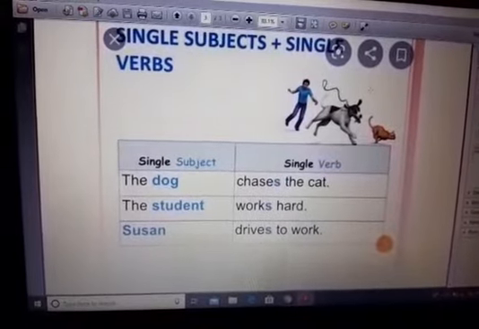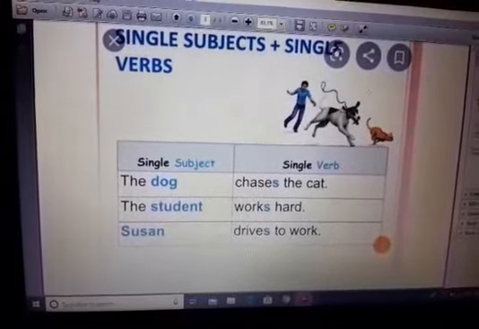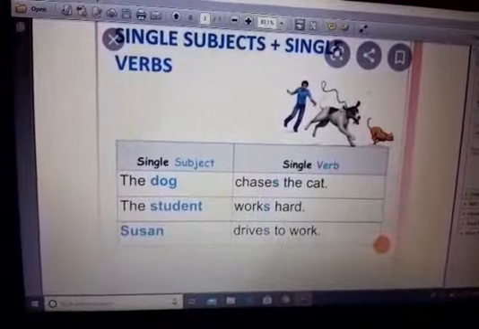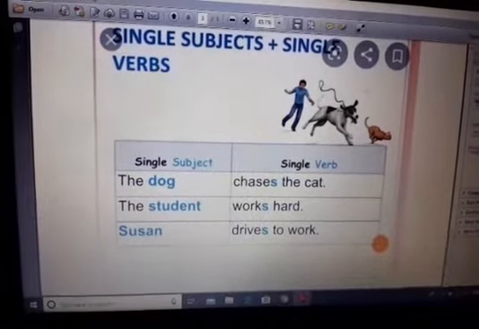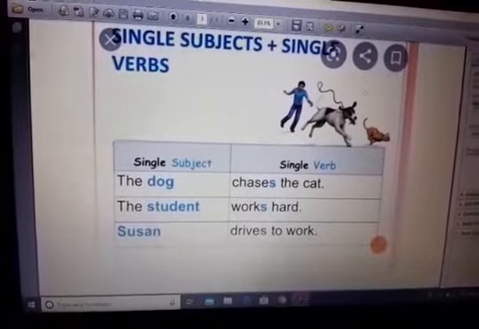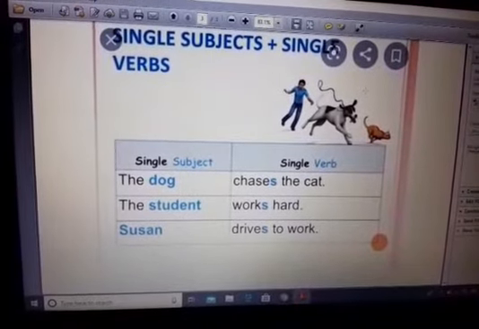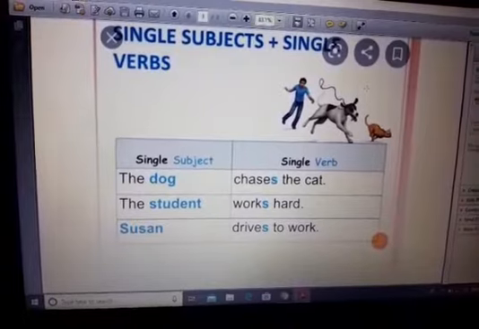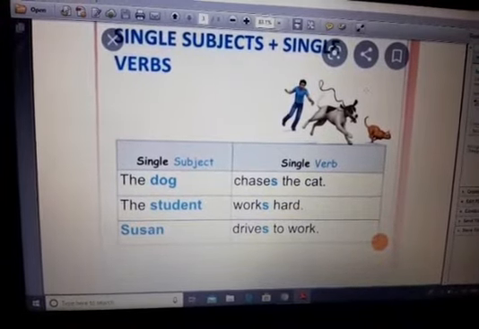In the same way, other examples also we will see in the next video. As there are lots of rules in the subject verb agreement chapter, we will discuss those rules in the next video. Till then, you watch this video and try to learn the rules.